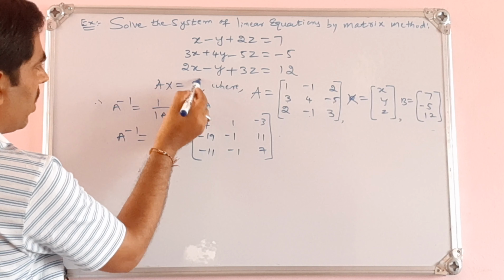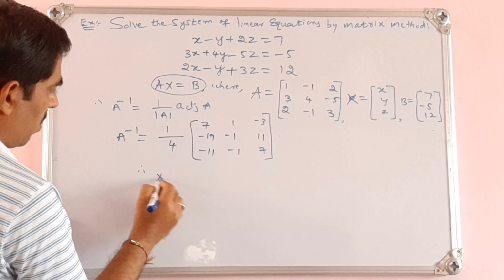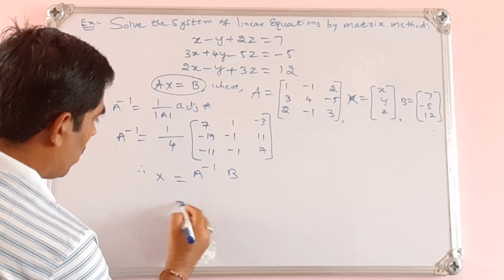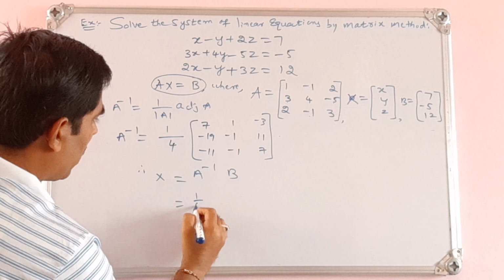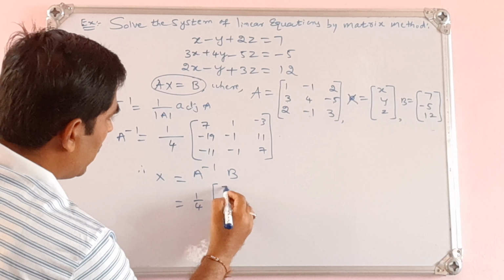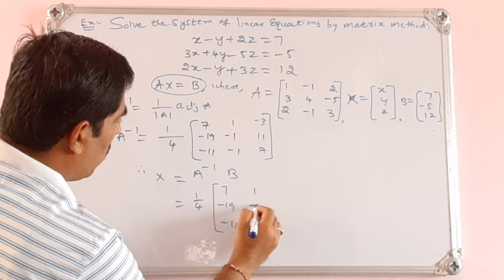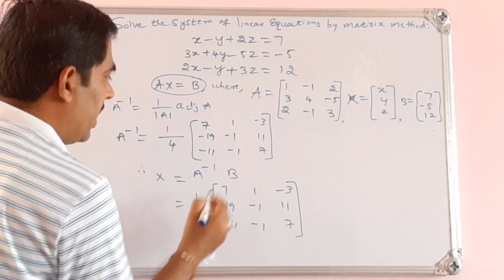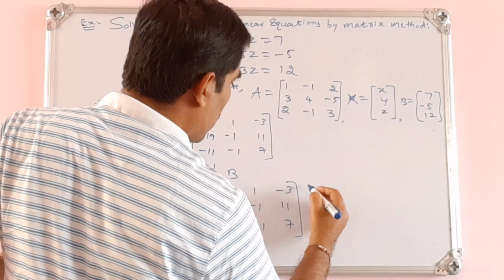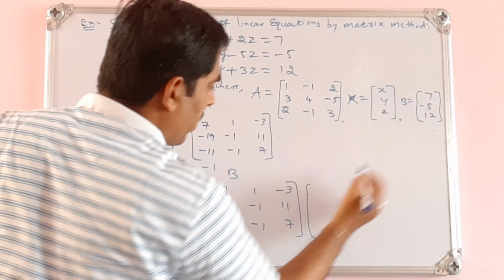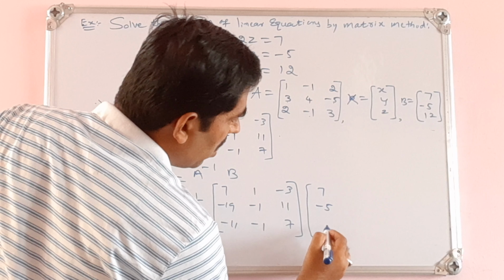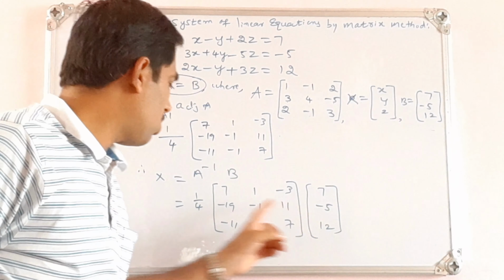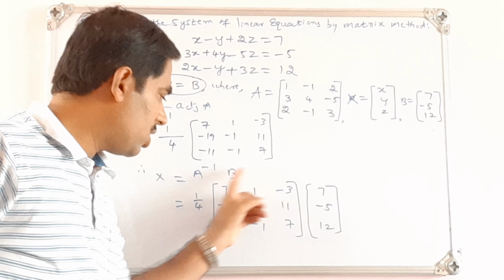So here Ax is equal to B, so what is our equation? x is equal to A inverse B. A inverse means this whole thing, I will write here: 1 by 4 into the matrix 7, minus 19, minus 11; 1, minus 1, minus 1; minus 3, 11, 7. Into this B, which is the constant: 7, minus 5, 12. It is a column matrix which contains the constants. So this is A inverse into B.